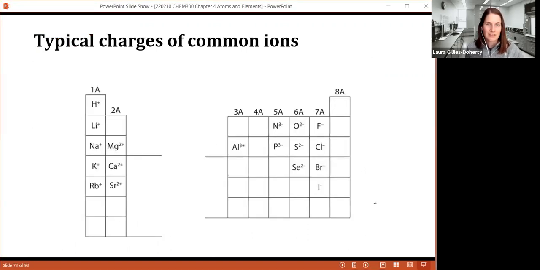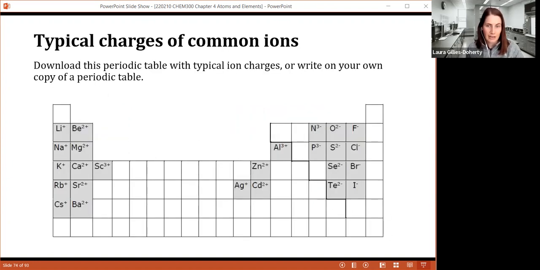So in your textbook, there's a really handy figure that I wanted to point out. It's a periodic table that shows some common ion charges. This is the one from your textbook. This is the one I posted online as a handout. The one I posted just gives you a little bit more information, but it tells you for certain elements the ion charge that they're most likely going to form.